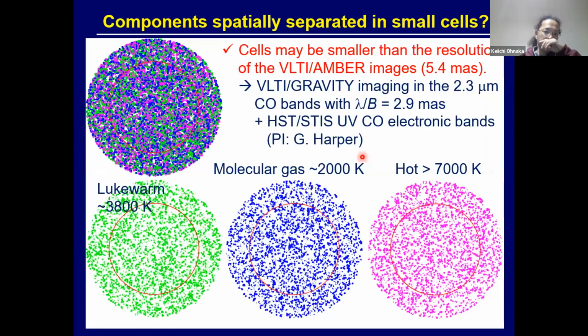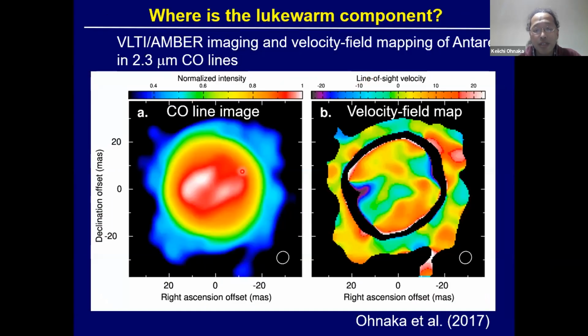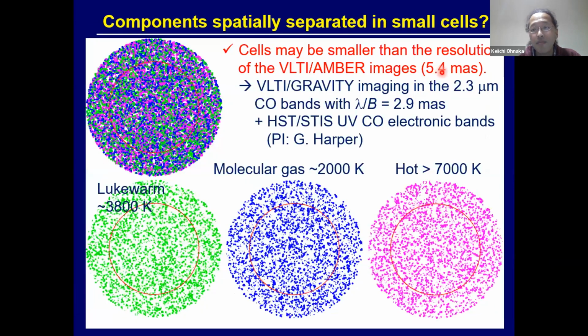And maybe the cells may be smaller than the resolution of these AMBER images, which is 5.4 milliarcseconds. So as schematically shown here, the lukewarm chromosphere is distributed rather uniformly, but each cell or each pocket is very small. And the same is true for the molecular gas, distributed uniformly, but in small pockets or cells.